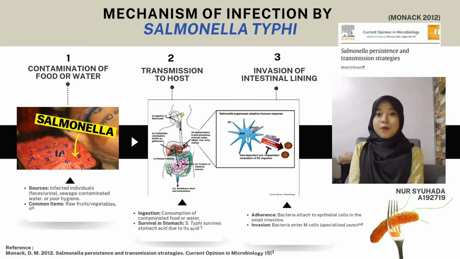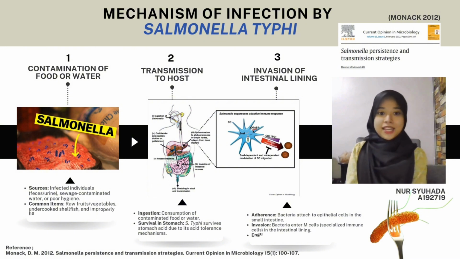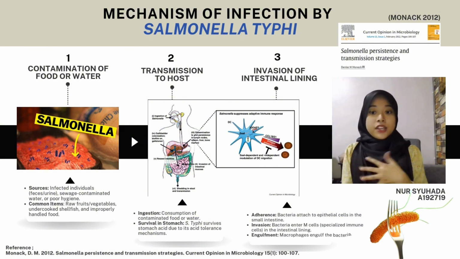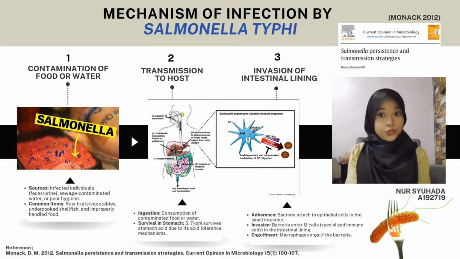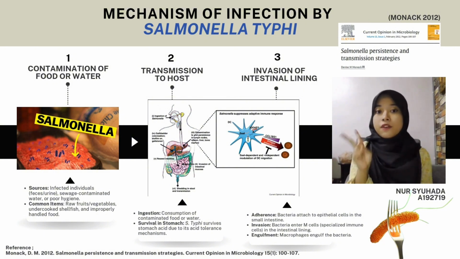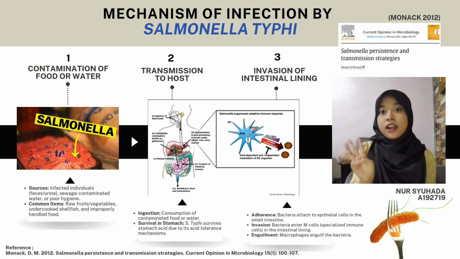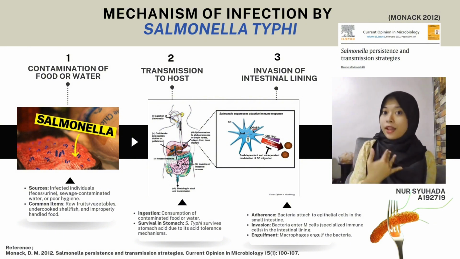Today I will walk you through the mechanism of infection caused by Salmonella typhii. Let's take a closer look at each stage. The infection starts with contaminated food or water, often due to bacteria shed by infected individuals through feces or urine. Poor sanitation, sewage-contaminated water, and inadequate hygiene are key contributors. Contaminated items, including raw produce irrigated with untreated wastewater, undercooked shellfish, and improperly handled food, serve as pathways for the bacteria to infect humans.